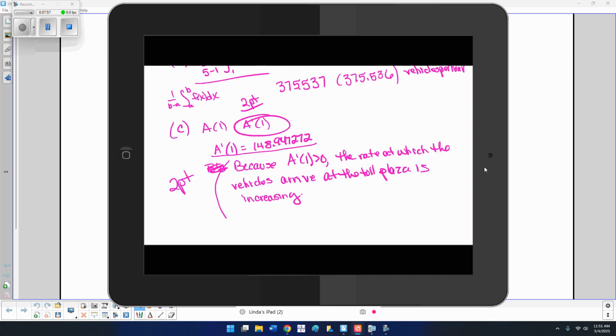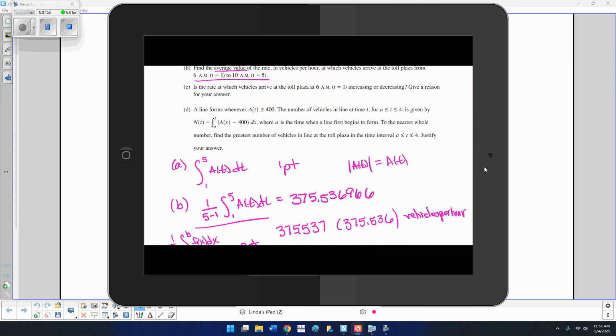And D is that part, as I've told you before, where they're going to do something that kind of mixes things up and makes you think. A line forms at the toll plaza whenever A of t is greater than or equal to 400. The number of vehicles in line for t between A and 4 is given by, and they give you the function here.